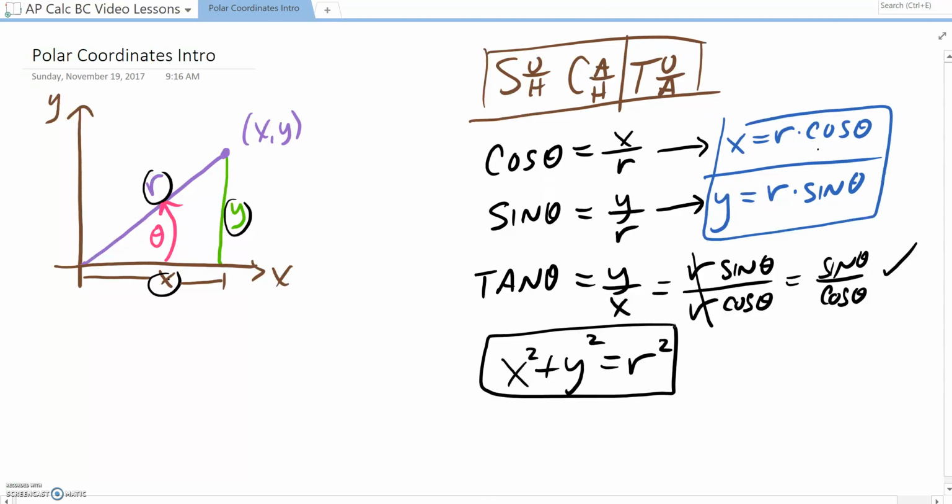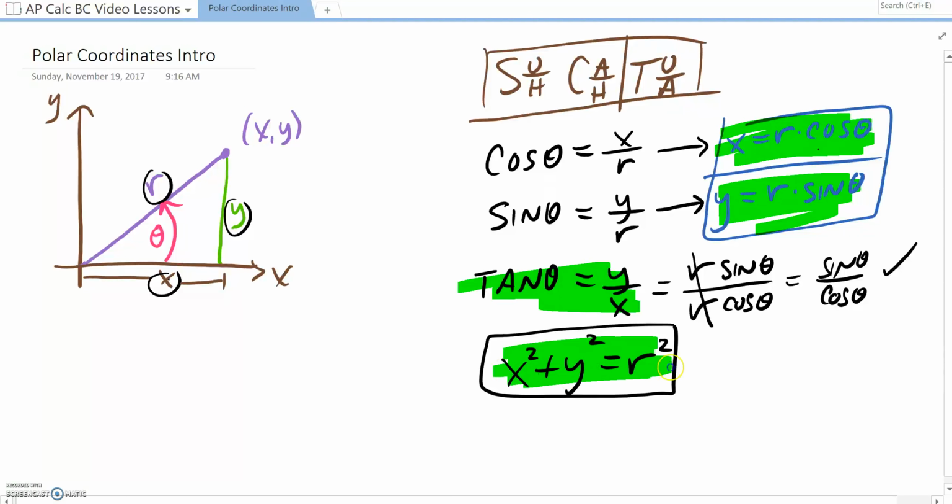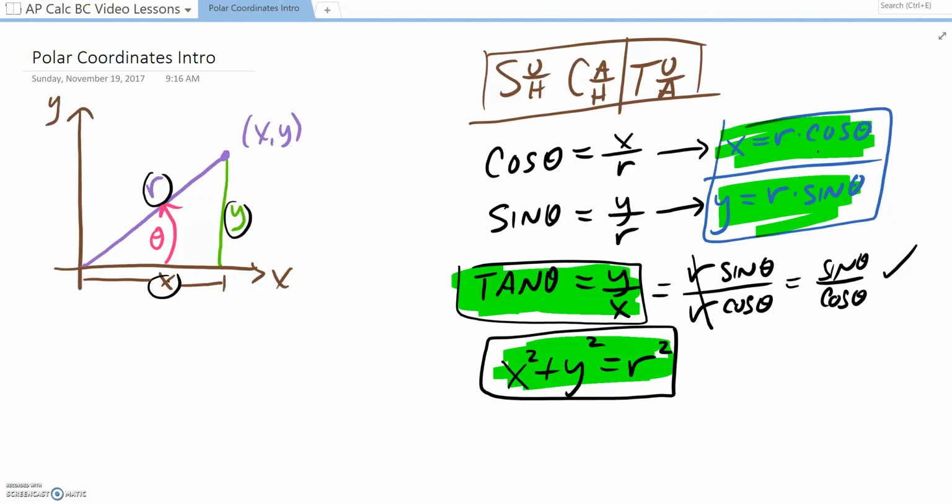All right, so there we go. We've got a few different formulas here, or connections. We've got x equals r cosine theta, y equals r sine theta. We've got tangent equals y over x, and we've got x squared plus y squared equals r squared. And those are going to get you through most of what we deal with. Let me box this up too. Okay. All right, continuing on.